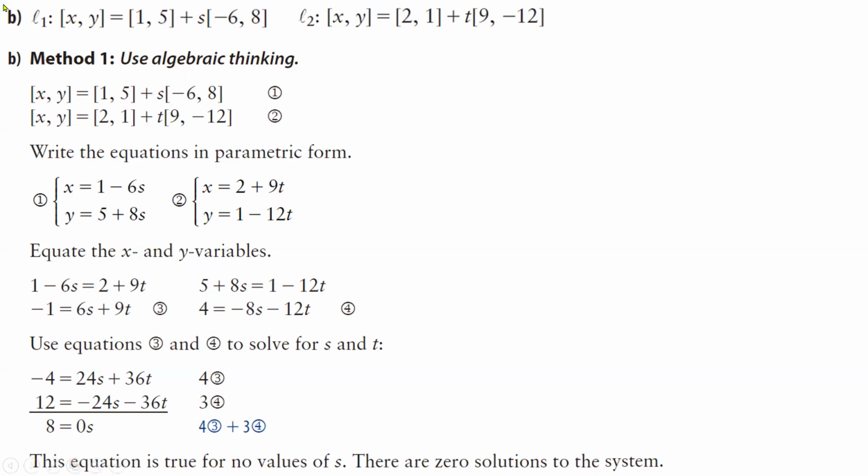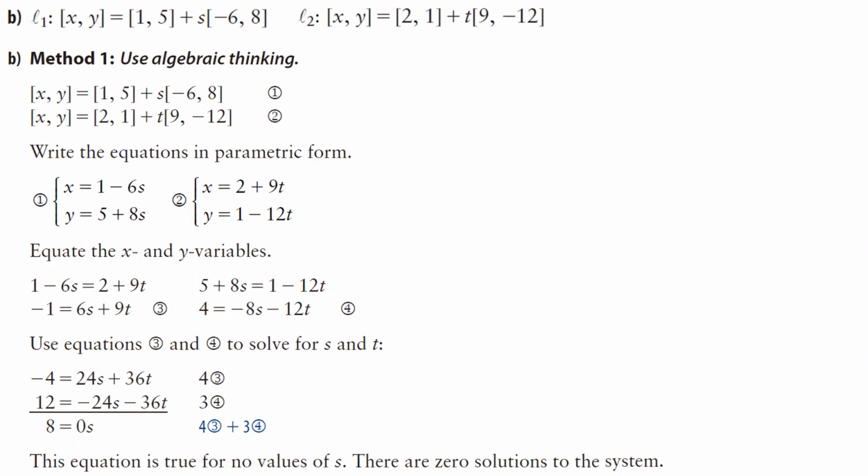Well, actually, you can use 4 times equation number 3 plus 3 times equation number 4. So that gives us 8 equals 0s. Apparently, there's no solution to this equation, right? This equation is true for no values of s. Therefore, there are 0 solutions to the system. If there are 0 solutions to the system in 2-dimensional space, that means these two lines must be parallel, right?